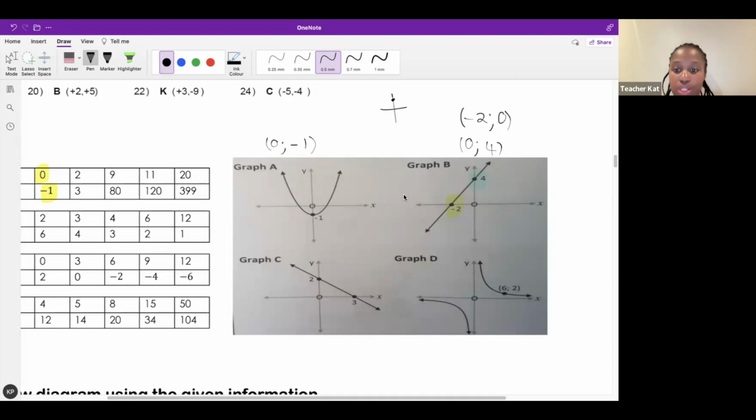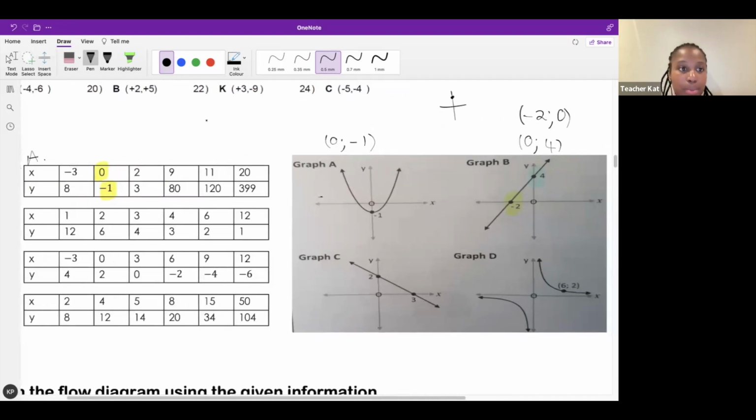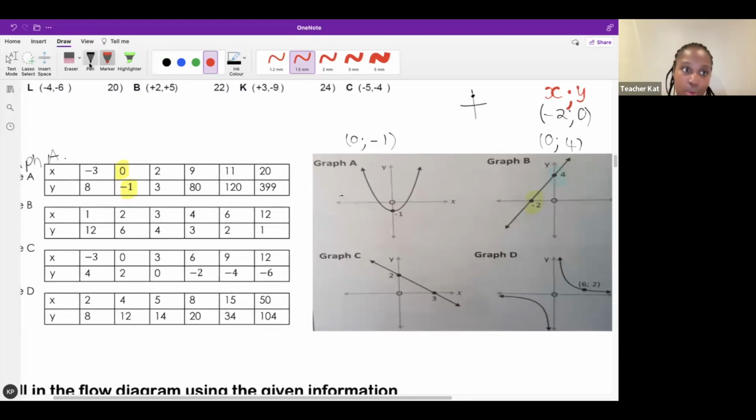Okay, so now we have 2 points here. Let's compare it with our tables. Remember, every time your x is on this side and my y is on this side. And in my table, x is at the top, y is at the bottom. Now let's compare it with this one. -2 for x. We don't even have a -2 here. And we do have a 4 for y, but it does not go with 0. So does table B match with graph B? Do you guys think? No, it doesn't.